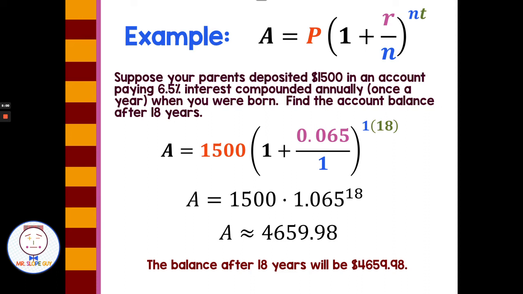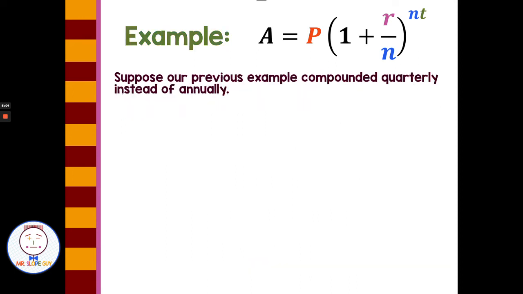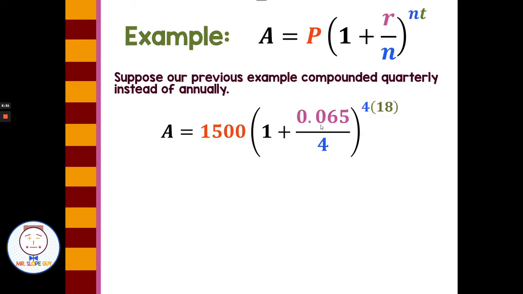All right, now let's look at that same problem, the same numbers, and instead of doing annual, suppose we have that previous example, but now it's compounded quarterly. So it's compounded 4 times a year. Well, they're not going to pay that same percent 4 times a year. They're going to divide that up. So our n is going to change, the number of times it's paid. So the rate of 0.065 is divided by 4. And then our exponent, that 18 times, it's paid 4 times per year for 18 years.